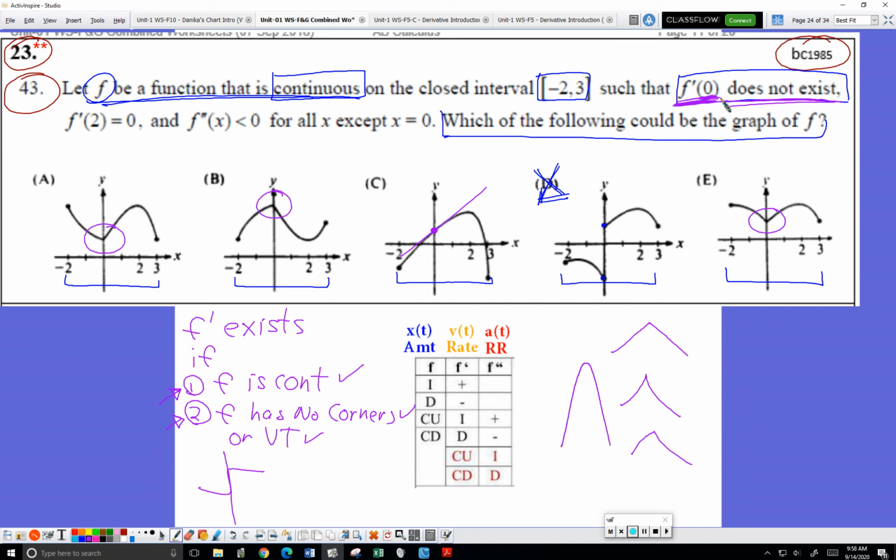Keep going. Sorry, we're in a hurry. f prime of 2 equals 0. That means the tangent slope of f when x is 2 must be 0. So go to x equals 2, check the tangent slope. That looks good. That looks good. Done with this one.